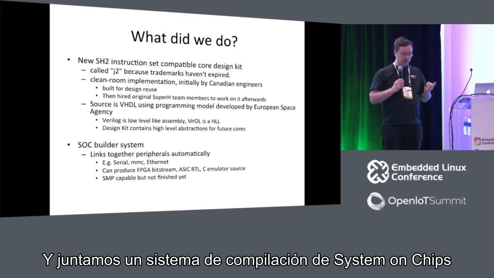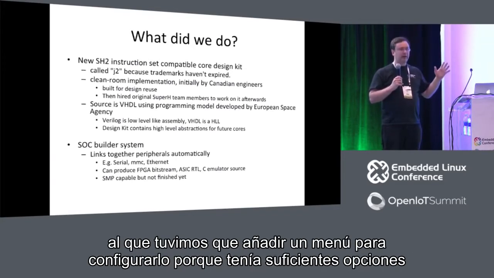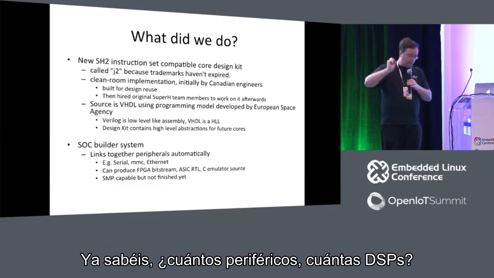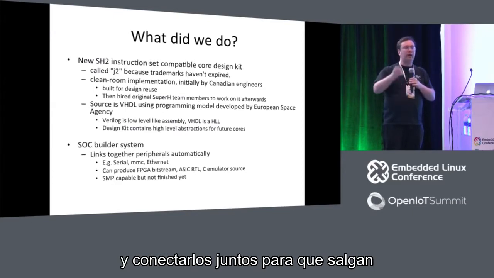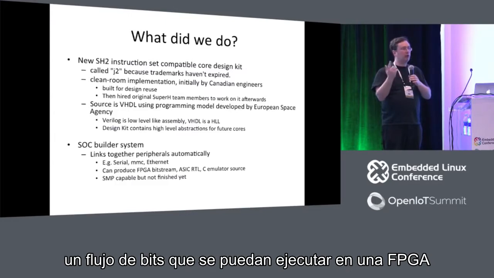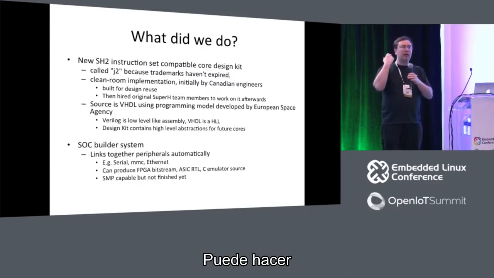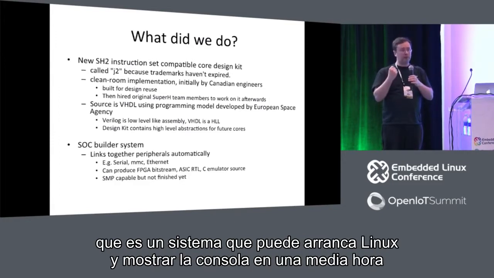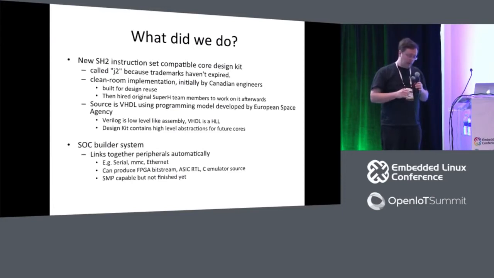And we put together a system-on-chip build system that we need to add menuconfig to, because it's gotten enough options that you ask: how many processors do I want? How many serial ports? How many peripherals? How many DSPs and stuff? And connect them all together, and it can spit out 4 different types of output. It can make a bit stream you can run on FPGAs. It can make GHDL simulator code that gives you a cycle-accurate simulator that on our most fire-breathing system can actually boot Linux to a shell prompt in about half an hour.